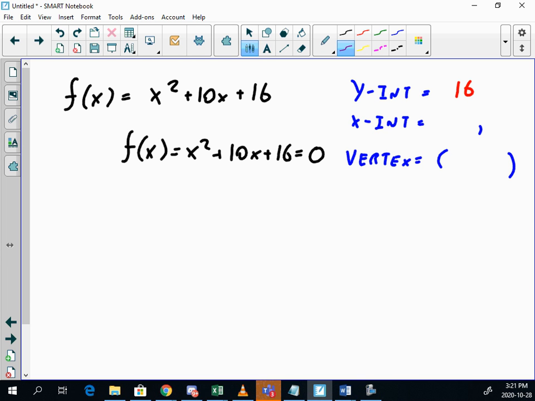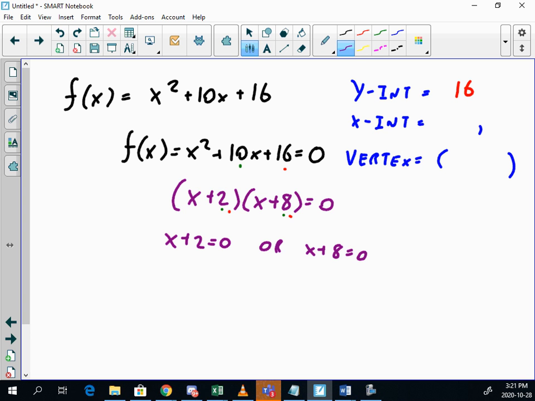In this case, I can factor, because x plus 2 times x plus 8 is a factorization of x squared plus 10x plus 16. 2 plus 8 is 10, and 2 times 8 is 16. So this works out. And by my zero factor theorem, I know that x plus 2 is equal to 0, or x plus 8 is equal to 0. Which means that overall, x is negative 2, or x is negative 8.